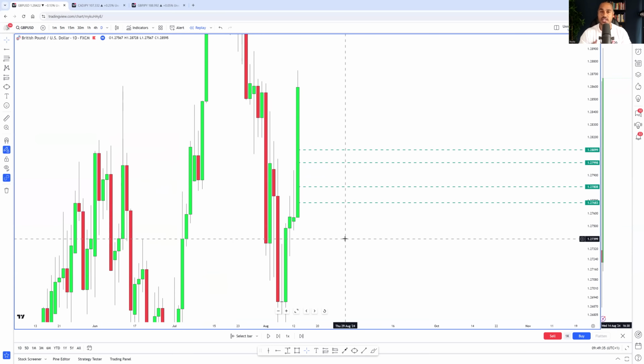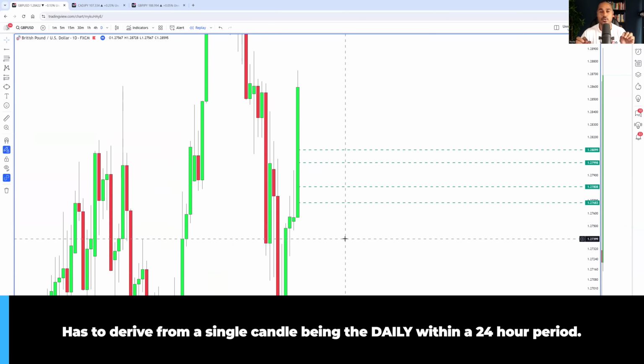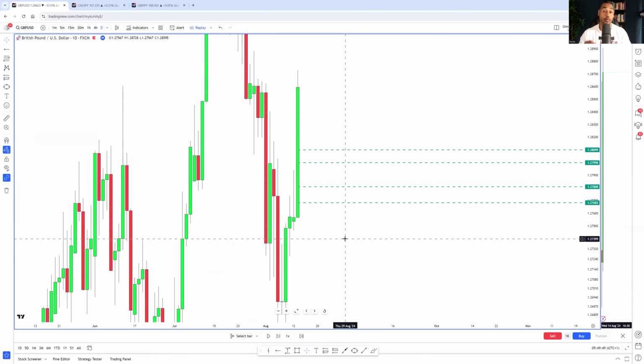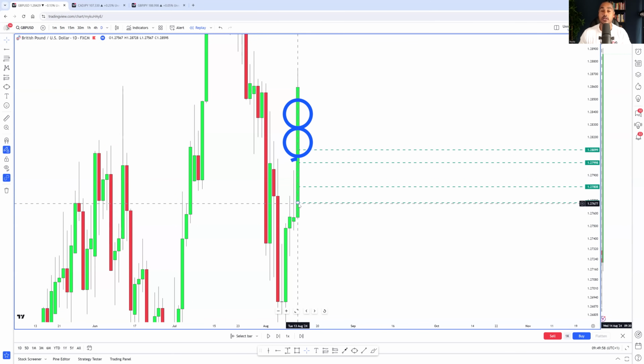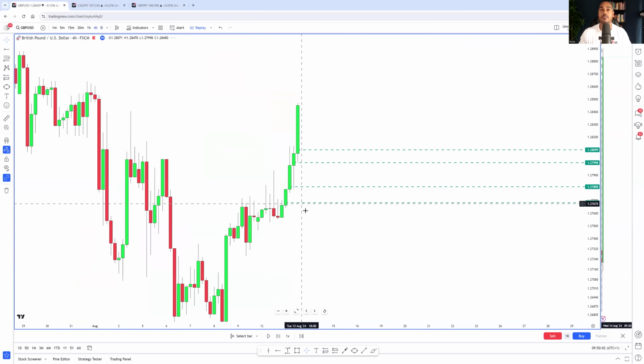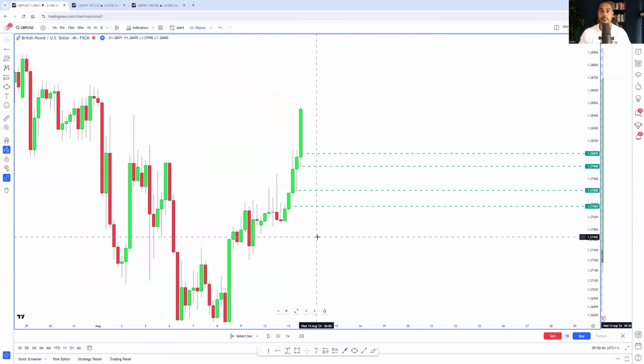Every single strategy that you trade, be it break and retest, breakouts, supply demand, whatever it may be, has to derive from a single candle, being the daily, within a 24-hour period. And all I'm asking you to do is to look at this daily candle when you arrive in the morning. You can see the previous candle closed bullish. At the first sign of a trading opportunity today, the current daily candle is bullish. And when we go down to the 4H time frame, we can see what? A theme of bullish candles.